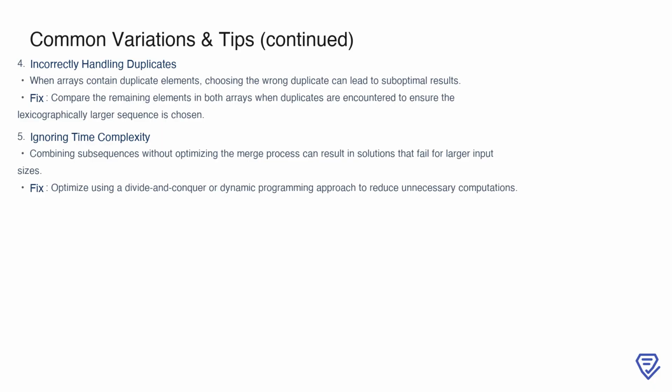If the merge process for combining subsequences isn't optimized, your solution may fail for larger input sizes. To avoid this, consider approaches like divide and conquer or dynamic programming to eliminate unnecessary computations and ensure your solution is efficient. These optimizations not only improve runtime but also demonstrate a deep understanding of the problem to interviewers.